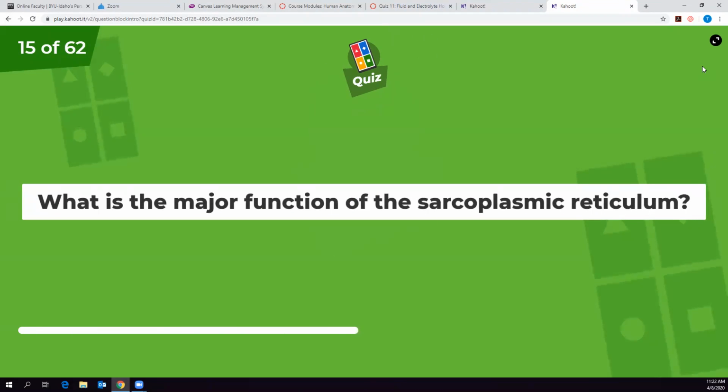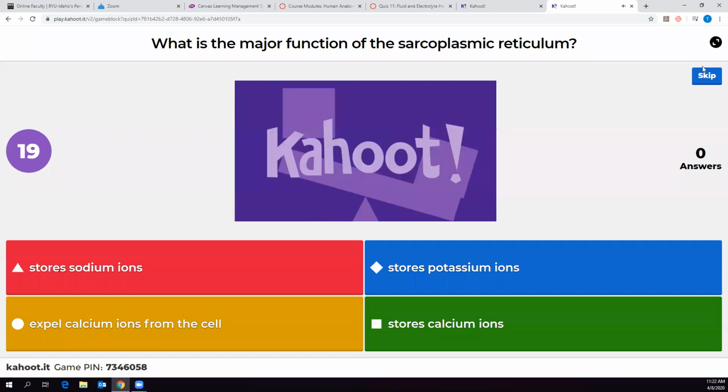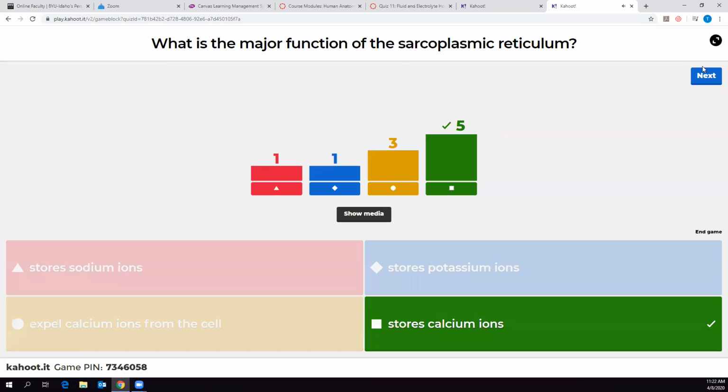Okay, what is the major function of the sarcoplasmic reticulum? I don't know why I put major function. What is the function of the sarcoplasmic reticulum? Yes, it does store calcium. Nothing else is stored, you guys. And we don't want to kick the calcium out of the cell. We want to keep the calcium in the cell so that it can bind to the troponin, pull the tropomyosin out of the way. Okay, so yes, sarcoplasmic reticulum stores calcium ions.